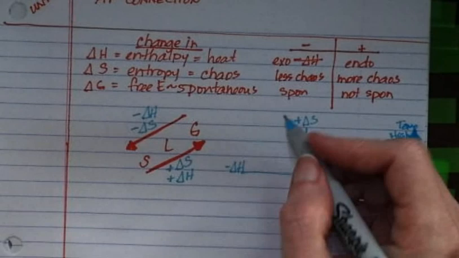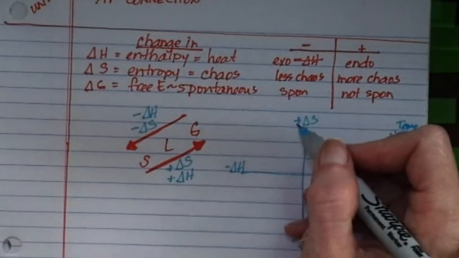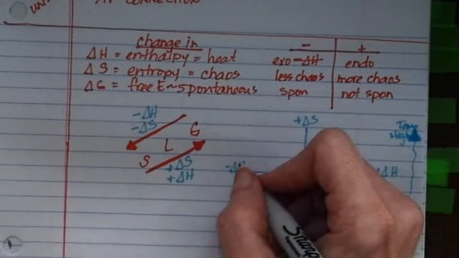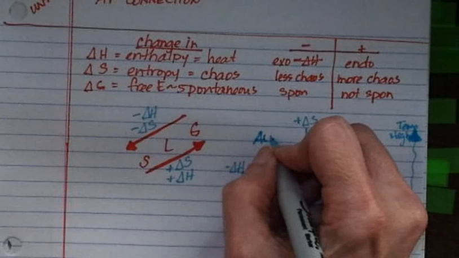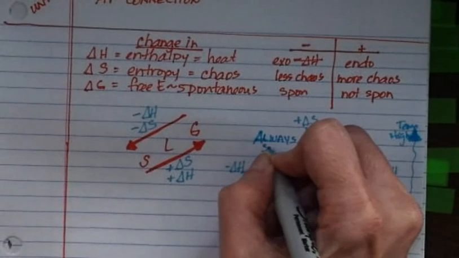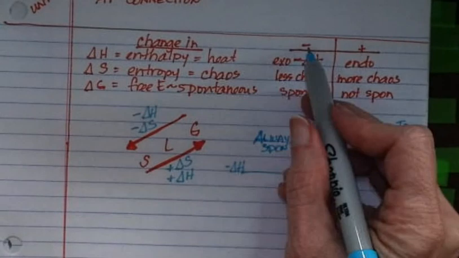If you have something that has a positive delta S and negative delta H, and you can look in a chart and find this, it is always, that's an A, always a spontaneous reaction. Always spontaneous, and spontaneous means it's a negative delta G.